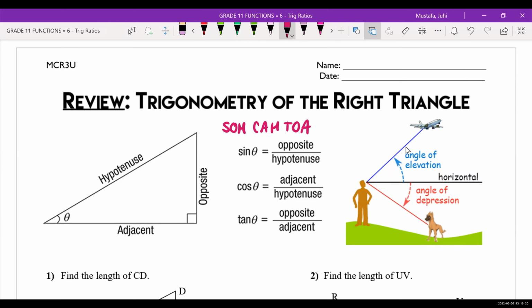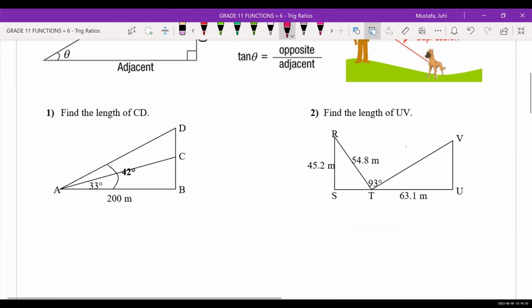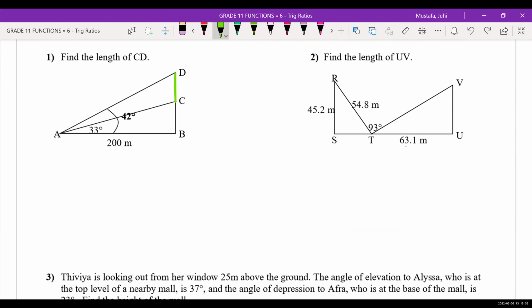Question number 1 says, find the length of CD, which is this length right over here. And we have 2 triangles. Now, you may want to highlight it and figure out what's happening. I'm going to highlight it here just to show you. We have the small triangle, which looks like this, and it has an angle measurement of 33 degrees. And then we have a larger triangle, which looks like this, and it has an angle measurement of 42 degrees. And both of them share the same horizontal, which is 200 meters.